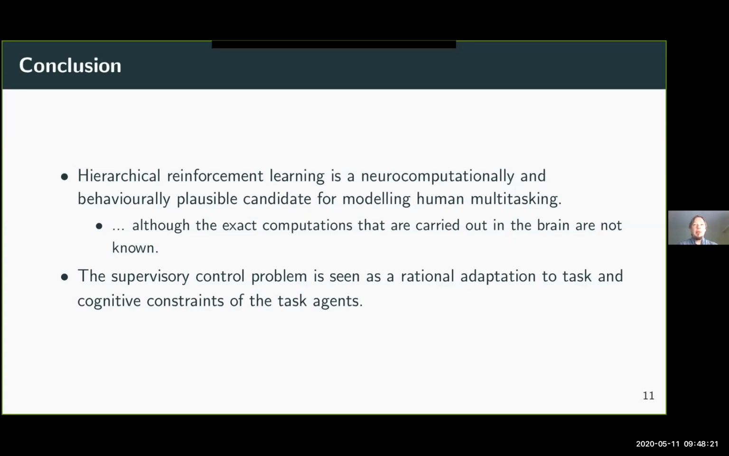Importantly, the supervisory control problem is only solvable via reinforcement learning for modeling human adaptation if we assume that humans adapt rationally to tasks and cognitive constraints. That is, if humans are bounded optimal.